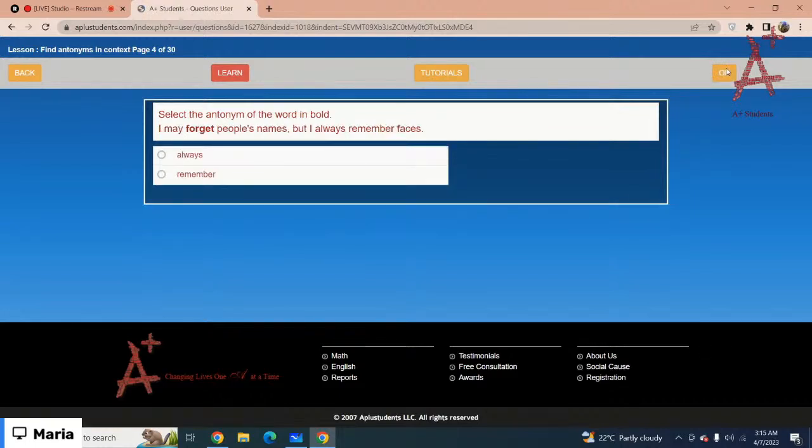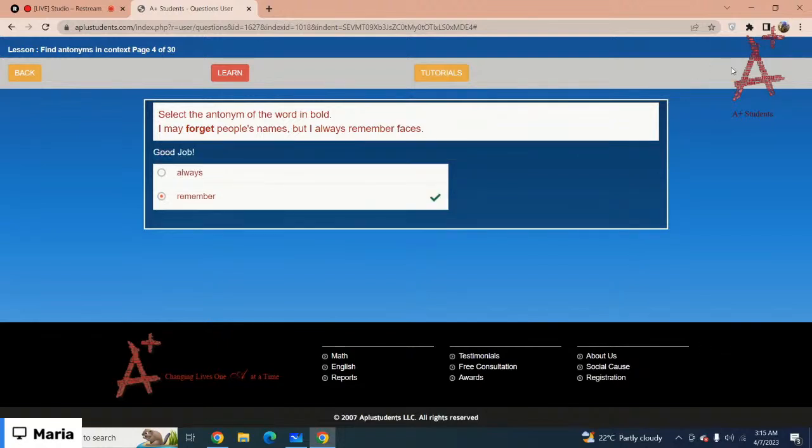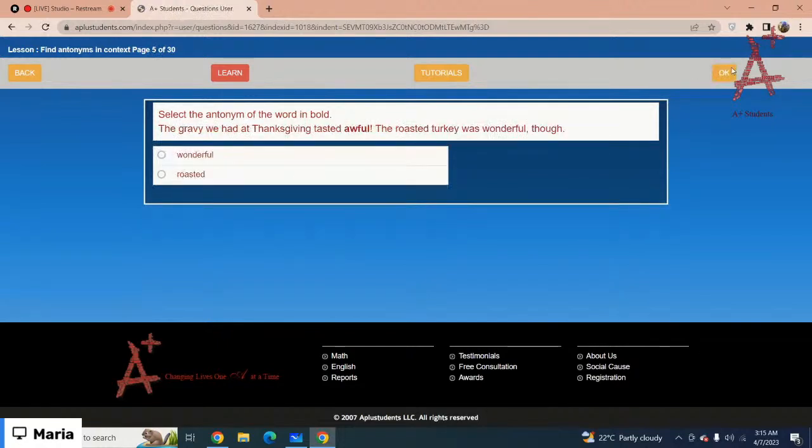Okay, the next one is I forget people's names, but I always remember faces. So which is the antonym of the word forget? Yes, forget and remember. Got it? Forget and remember are the antonyms. Basically, you can see, but I always remember faces. So here you get the face. Forget means the opposite of remember. Got it? Forget and remember are the antonyms, not the same meaning.